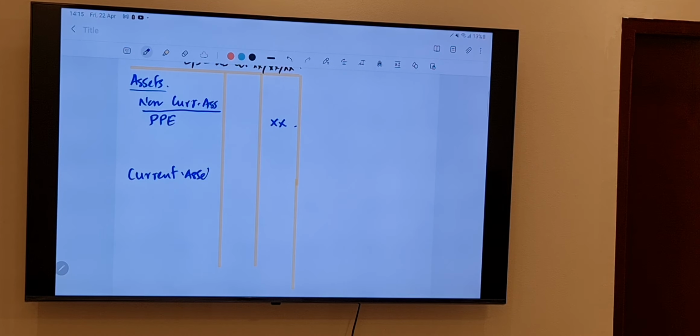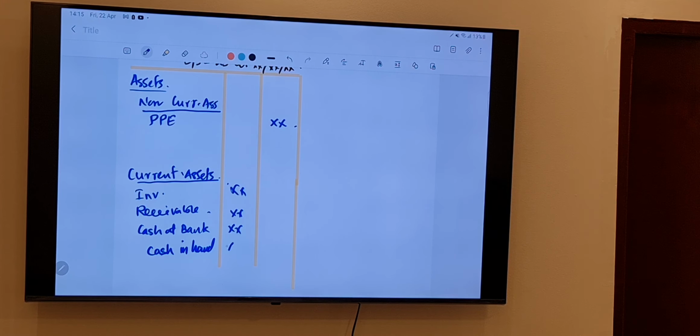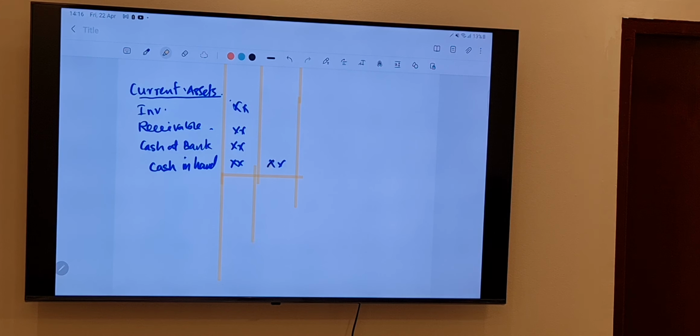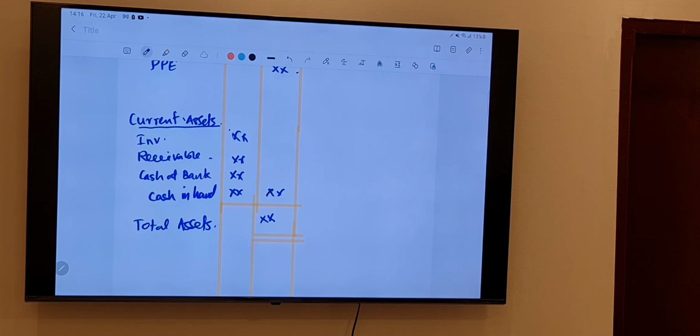Then you have current assets. We have inventory, receivables, cash at bank, cash in hand. So you take this total. We call it total assets. Receivable is generally the debtors, so customers. Money that you need to receive from customers, receivables.